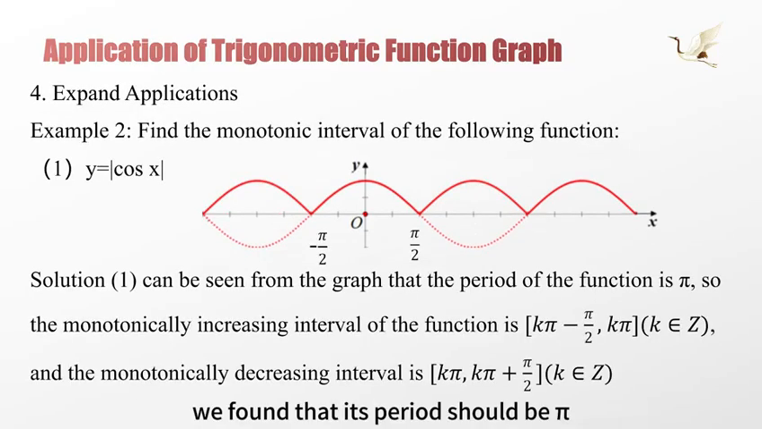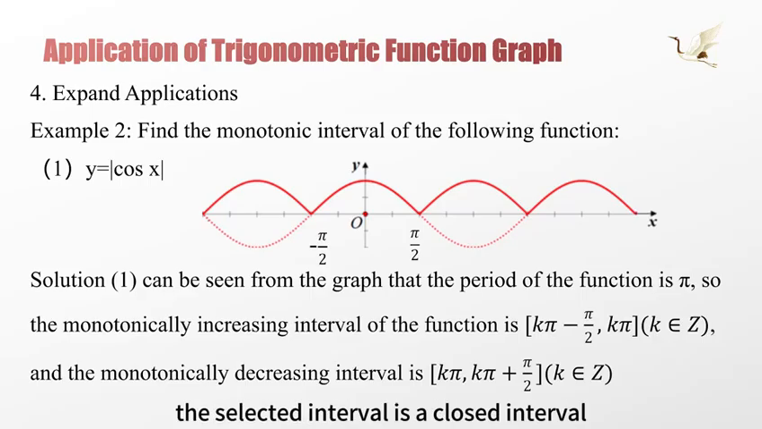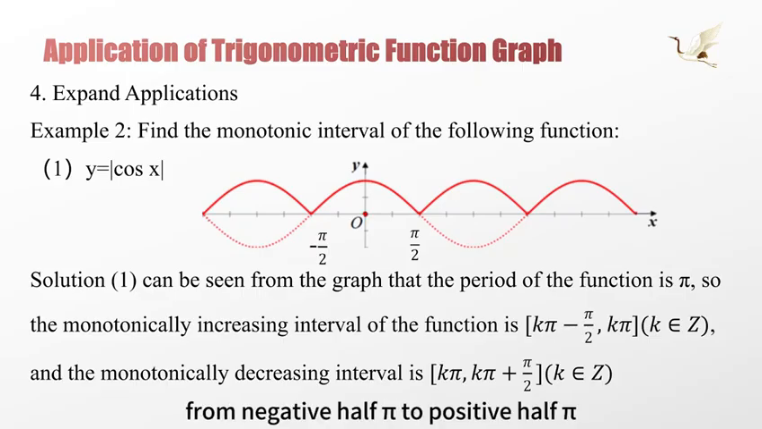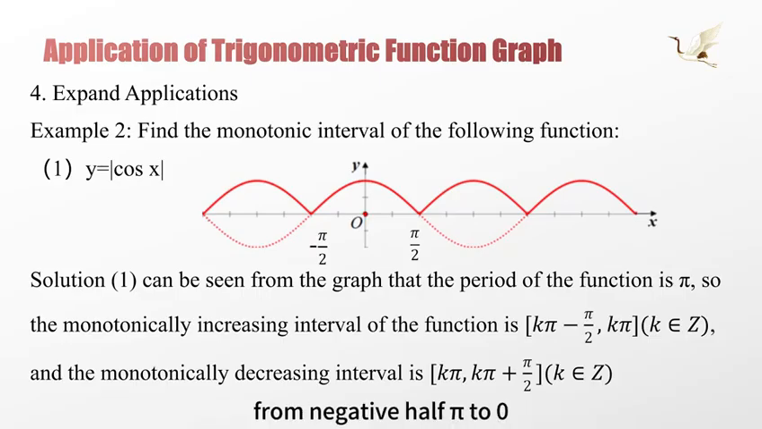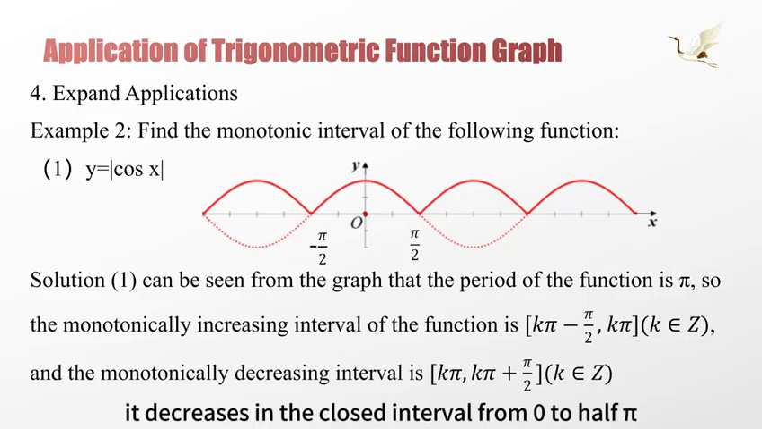We found that its period is pi. To find its monotonic interval, we selected an image within one cycle. The selected interval is the closed interval from -½ pi to ½ pi. We found that it increases in the closed interval from -½ pi to 0. It decreases in the closed interval from 0 to ½ pi.